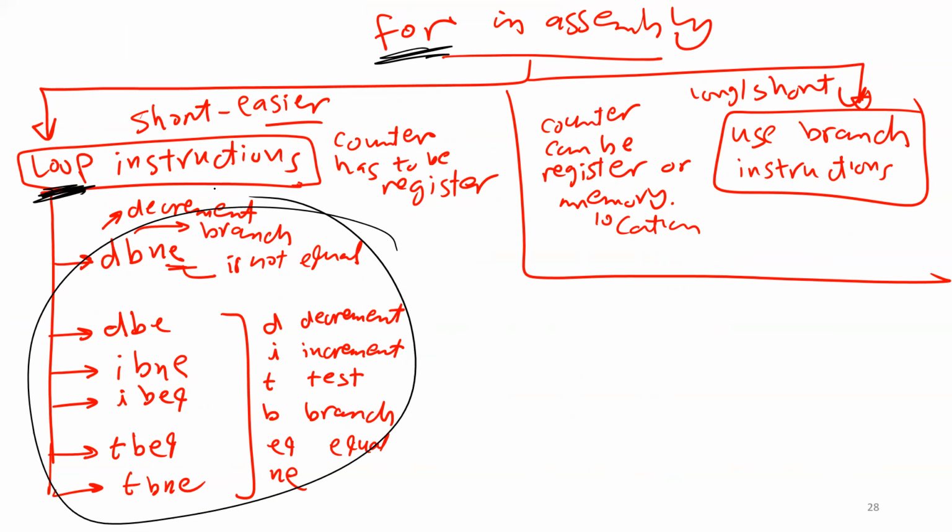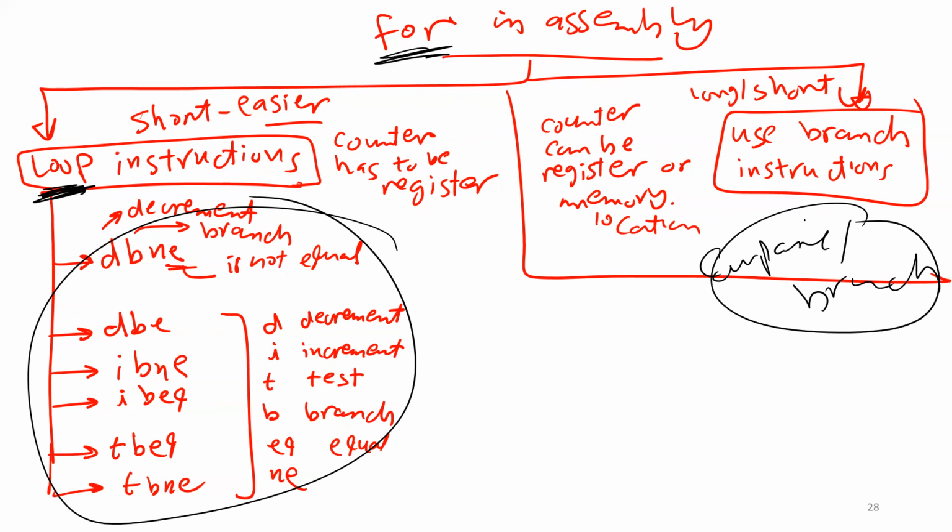So we have some instructions, and we call them loop instructions. I'm going to explain them. Also, we can create for loops using compare and branch instructions. And I told you this one is easy. Why is this one easy? Because, as I'm going to explain, one instruction is going to do several operations. This instruction, for example, is going to do decrement, compare, and branch, like 3 operations in one instruction. That's why it's simple, right?